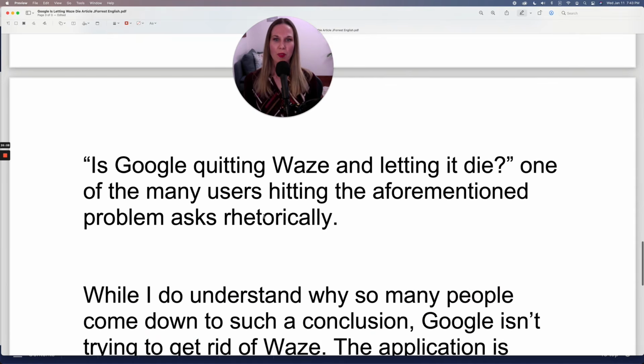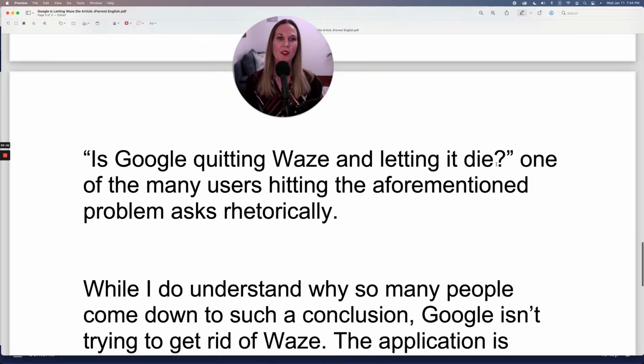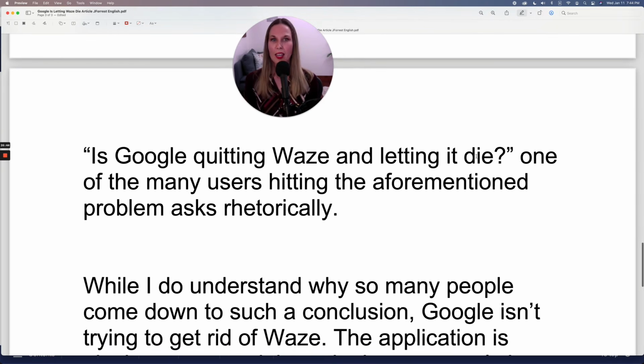Okay, let's continue on. So here's where our headline came from. Is Google quitting Waze and letting it die? So by letting it die, it means that if you ignore the product, you don't try to improve it, eventually more and more people will stop using it. And if 0 people are using it, well, then the product won't exist anymore. And in that sense, it's dead, right? Is Google quitting Waze and letting it die?